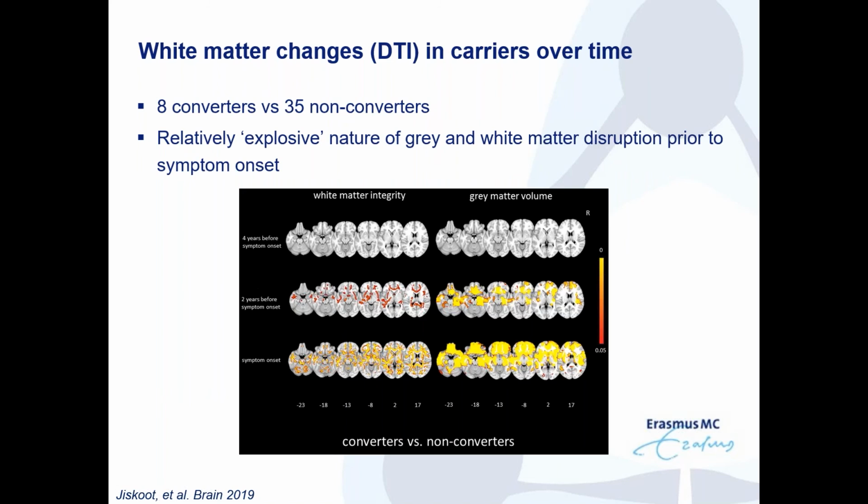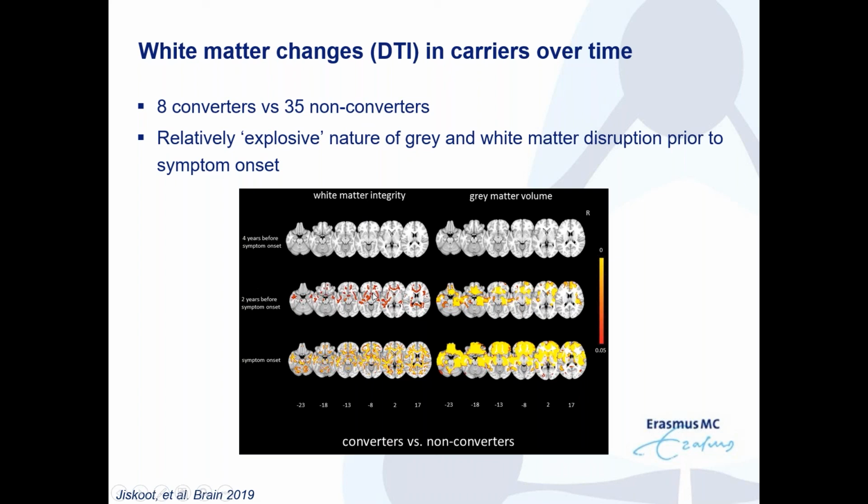And of course, we followed these individuals over time. And after 4 years, 8 persons with a mutation had developed symptoms of FTD. So this is what we call the converters. And we compared them with the mutation carriers that did not develop symptoms yet. And what we saw is that at baseline, there were no differences between the groups at all in either the white matter integrity or the gray matter volume.